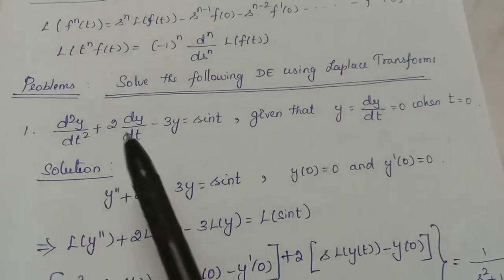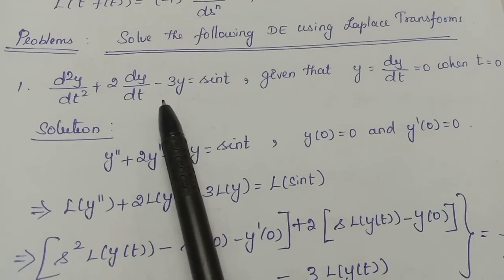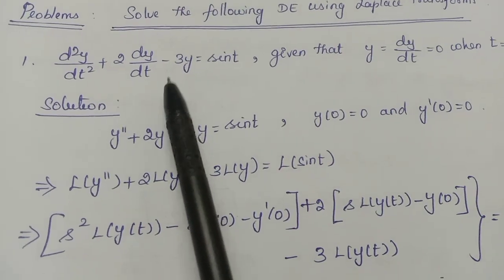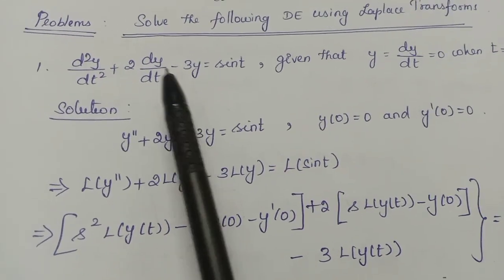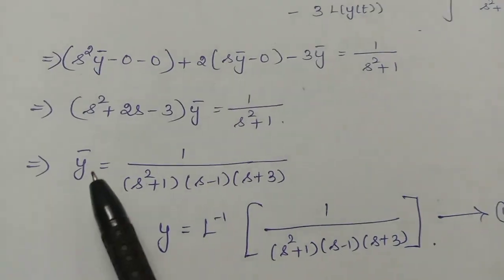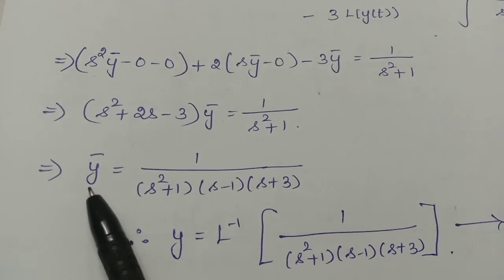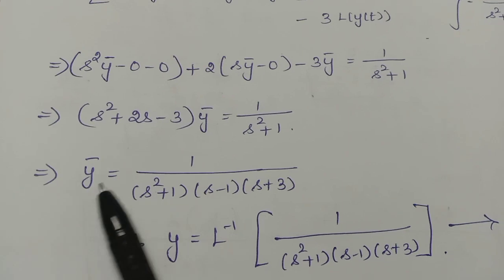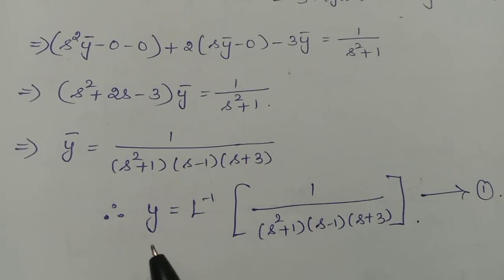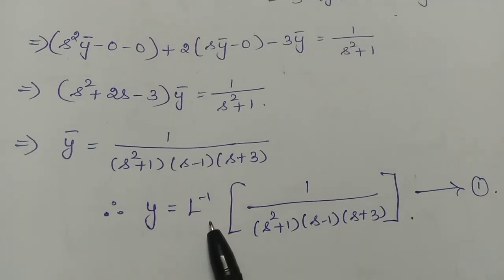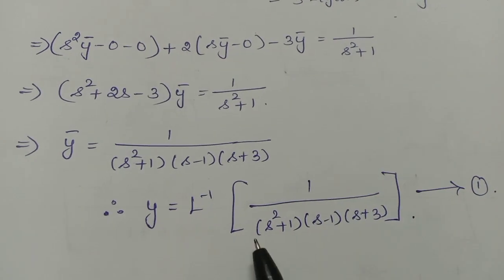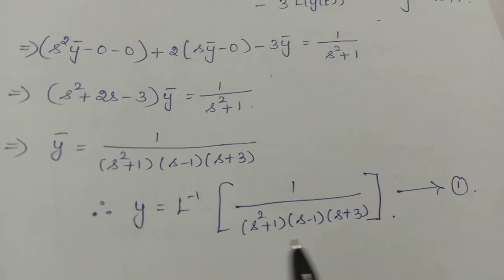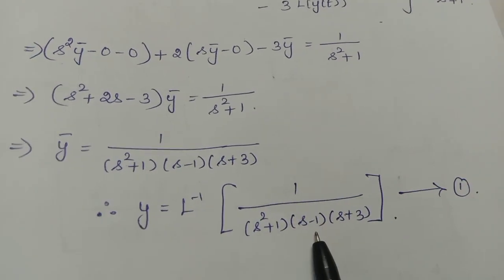Actually, they have given one differential equation and we want to solve it. That means we want to find the value of y satisfying this differential equation. For finding y, now I know what y bar is. Y bar is nothing but Laplace of y. So if you take inverse transform on both sides of this equation, simply what you get: y equal to L inverse of 1 by s square plus 1 into s minus 1 into s plus 3. So we want to find the inverse Laplace transform of this function.